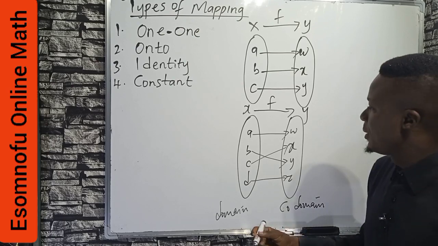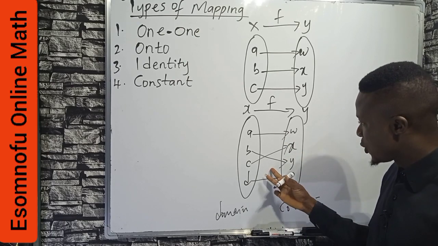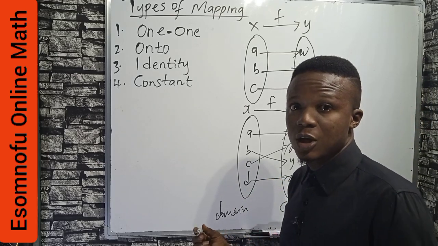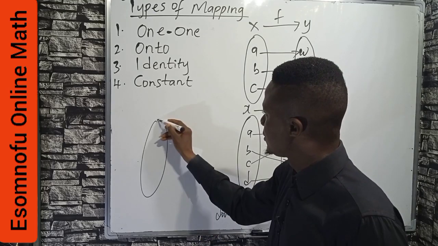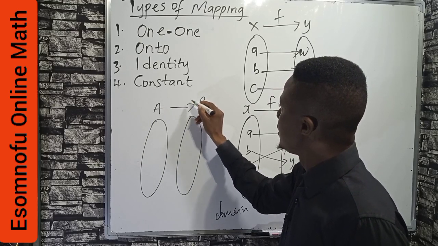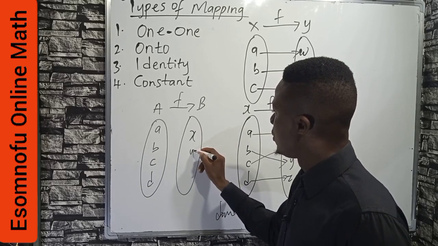Another case of onto mapping, because this onto mapping is also one-to-one mapping. This is also one-to-one mapping and still onto mapping, because onto mapping can be one-to-one mapping, but not every onto mapping is one-to-one mapping. For example, now, look at this. Let's say A is mapped into B. You have A, B, C, D. You have X, Y, and Z.